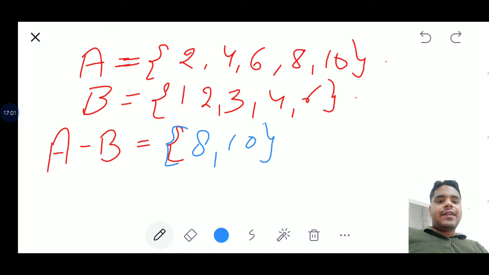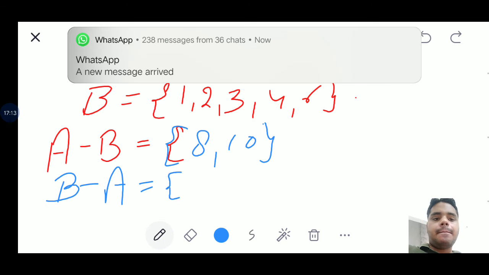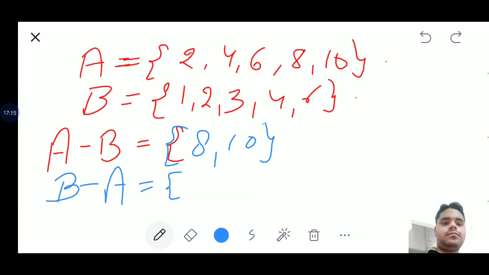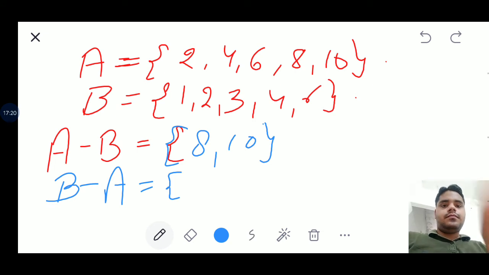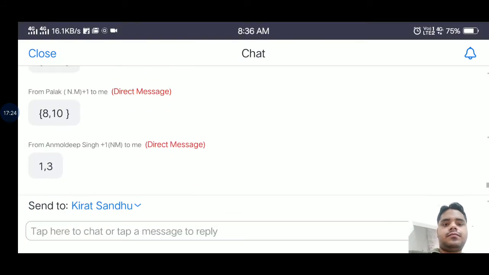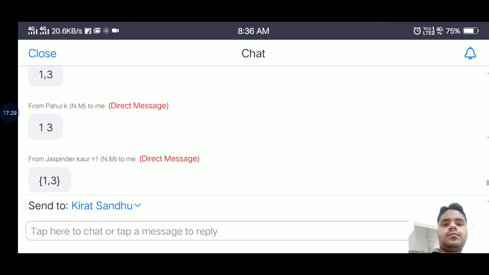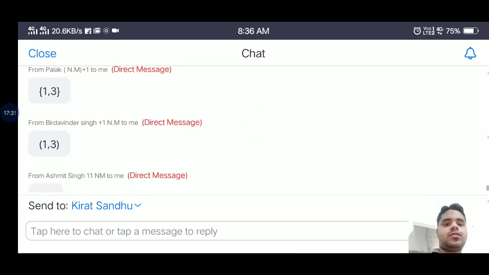Can anyone write the value of B minus A? Write the value of B minus A. Yes. Good Anmol. Good Kashish, Kirat, good. Now you go to the answers.